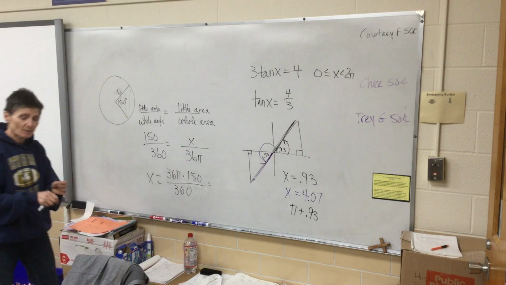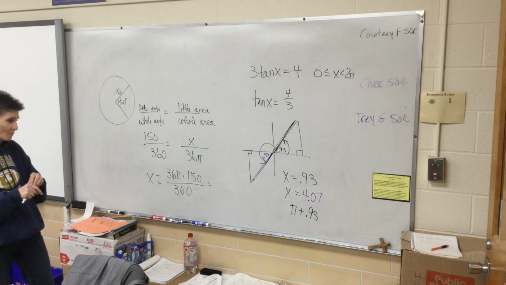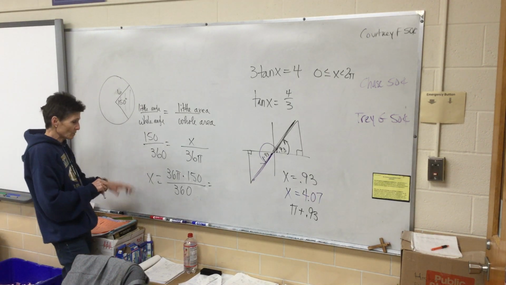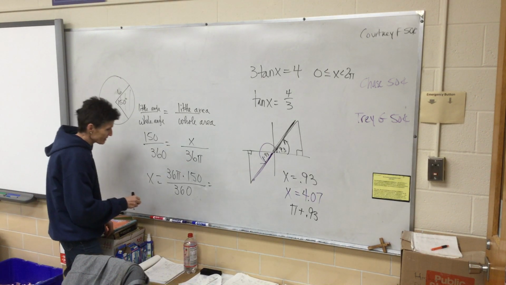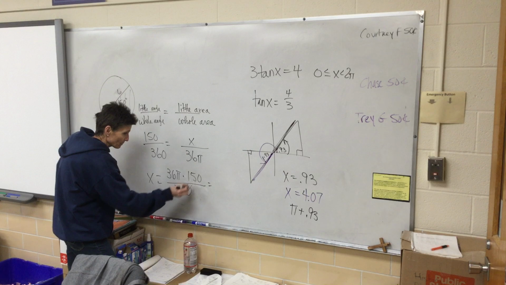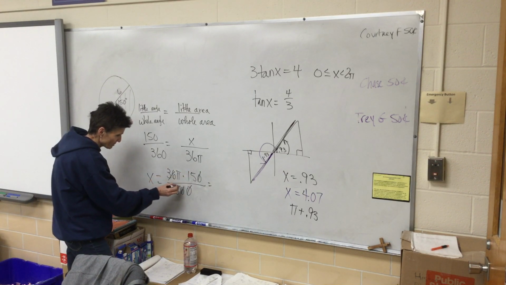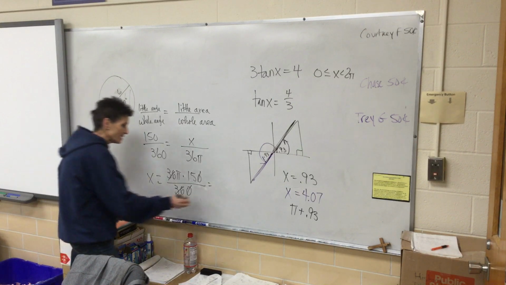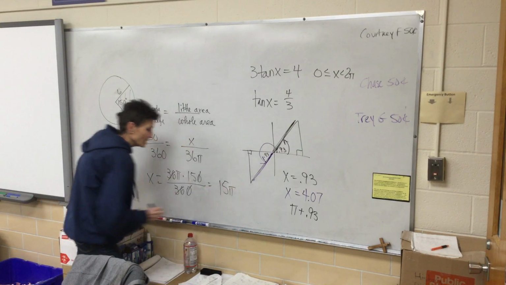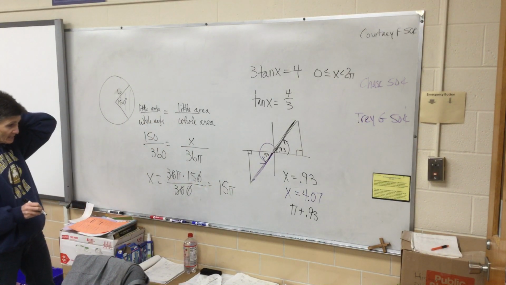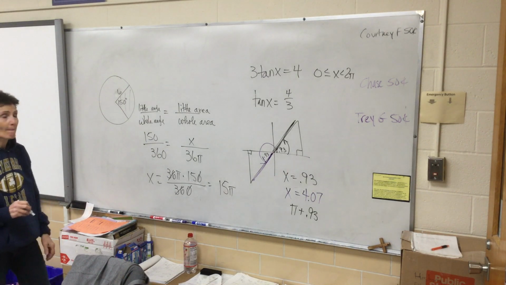This is the way you did it in geometry, whether you remember that or not. Let's see, we can do some canceling here. Those are going to cancel. These are going to cancel. And it looks like the answer is 15 pi. So the area is 15 pi.